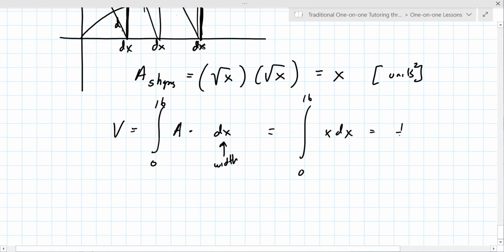So then x squared at 16 and 0. So then that's 16 squared, whatever that is. Yeah, 256 over 2, and then divide, then you have 128.